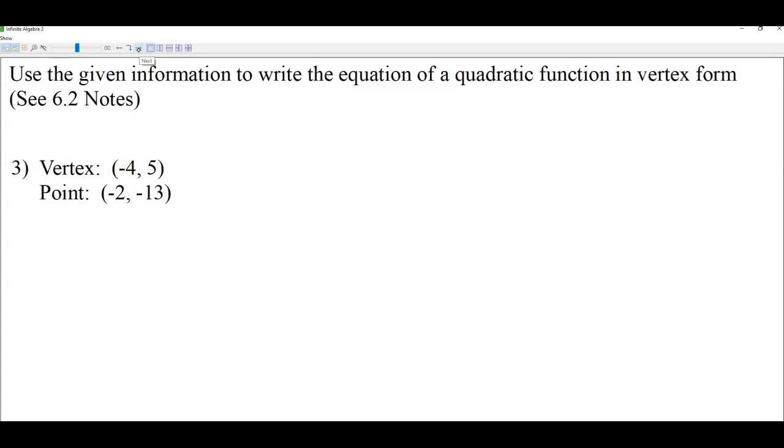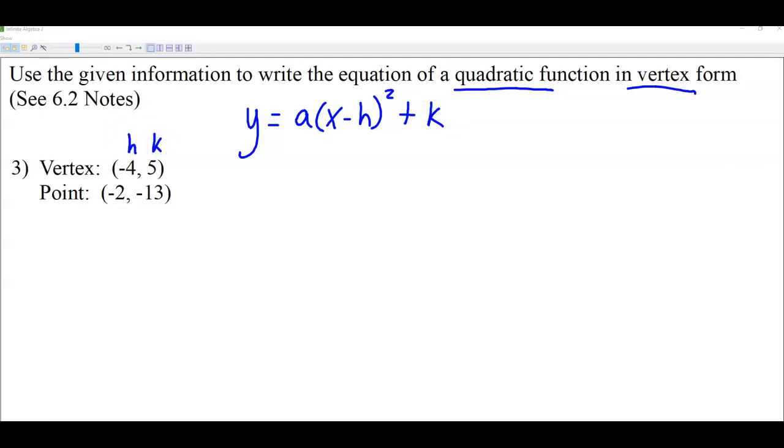Take a look at number 3. We're going to find another equation, but this time we're going to find a quadratic equation, and it's going to be in vertex form. Okay? So vertex form looks like this for a quadratic. For the vertex, those 2 numbers are your h and k, and for the other point I give you, those are going to be your x and y values.